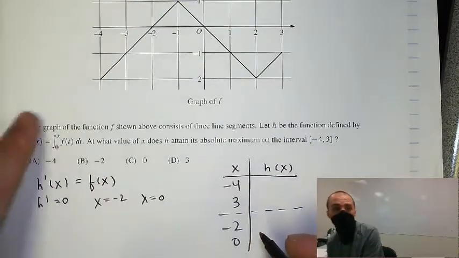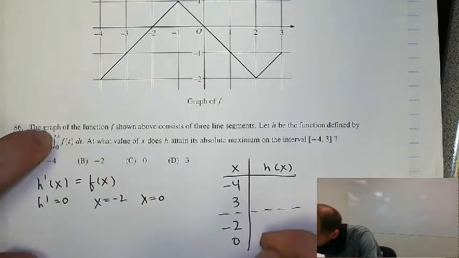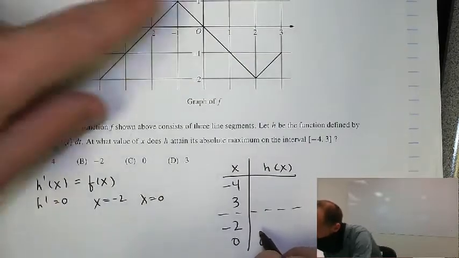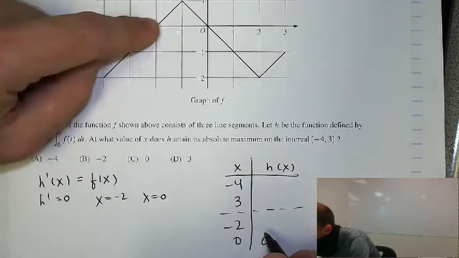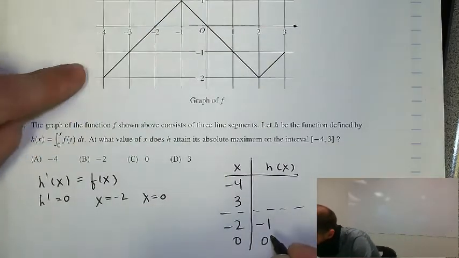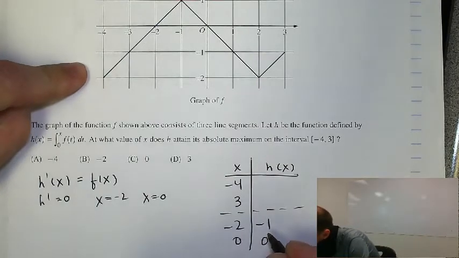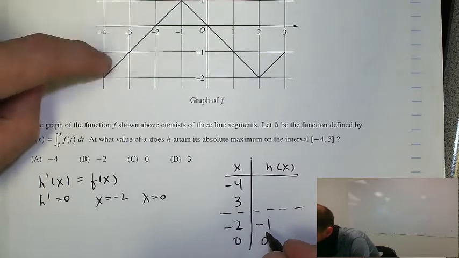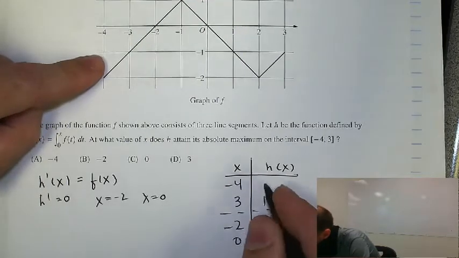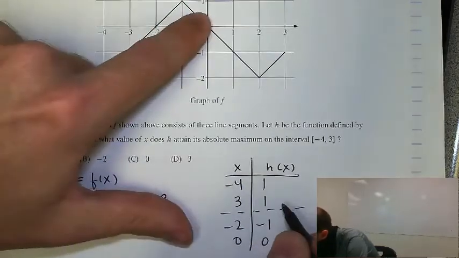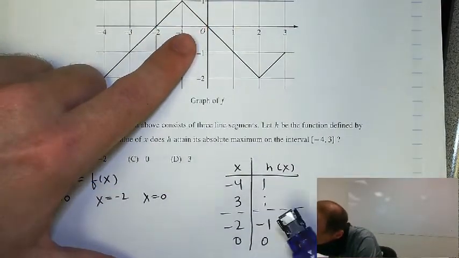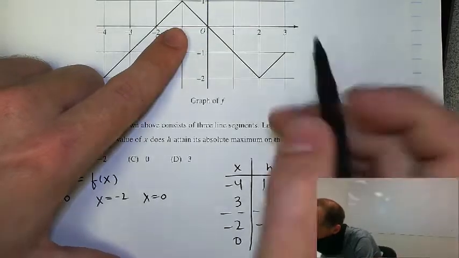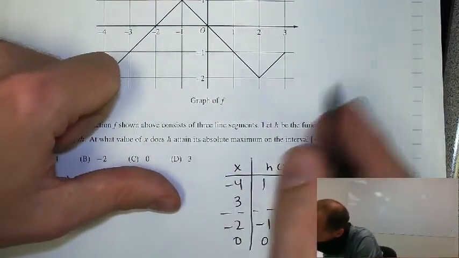All right, well, 0, that one's easy. I like that one. Integral from 0 to 0, that is 0. The integral from 0 to -2 is going to be the negative of the integral from -2 to 0, so it'll be -1. And then, let's see. The integral from 0 to 3 is going to be negative. I can see that much. So I've got 1, 2, 3.5.